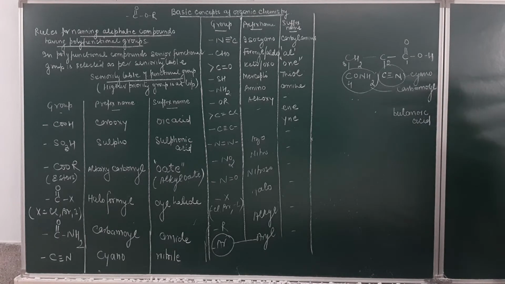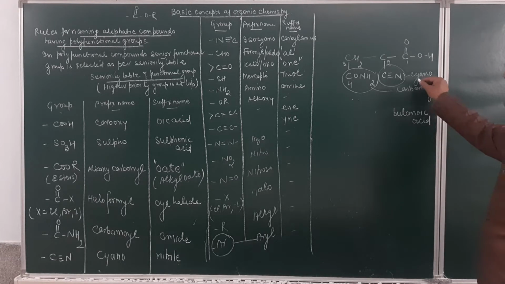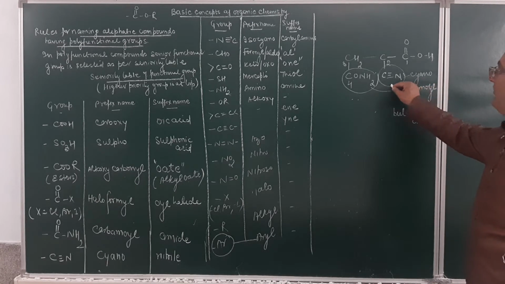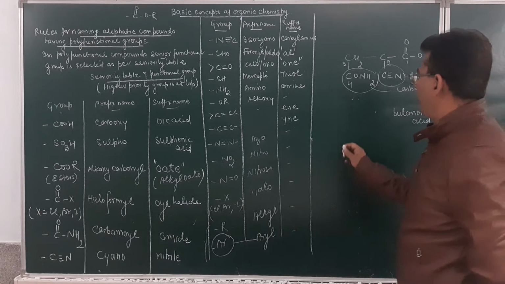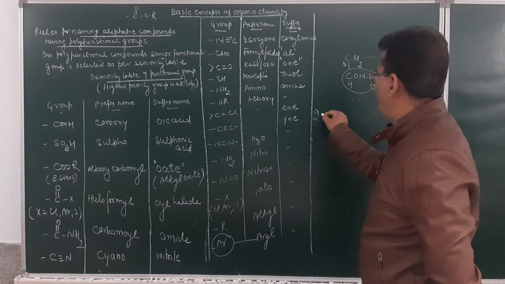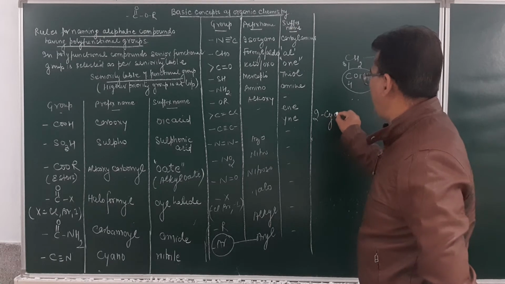Am I clear or not? Alphabet C. In this case, since they have the same starting alphabet, the one which comes alphabetically first will be given the lower number. So at number 2 is present the cyano group. So how will I name this? It will be 2, and then over here it will be cyano.